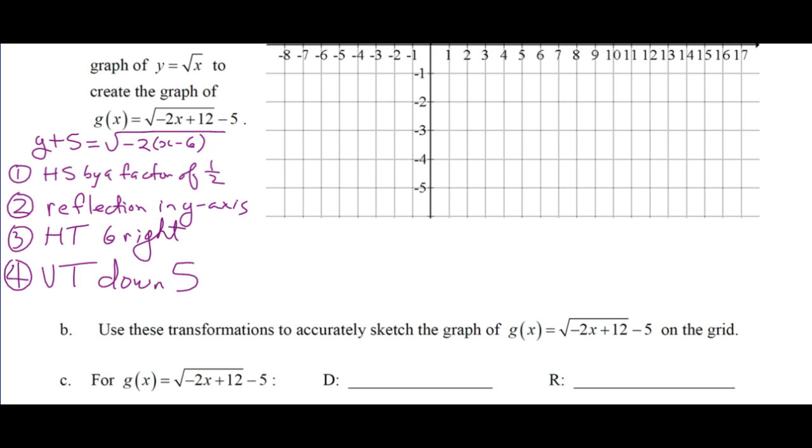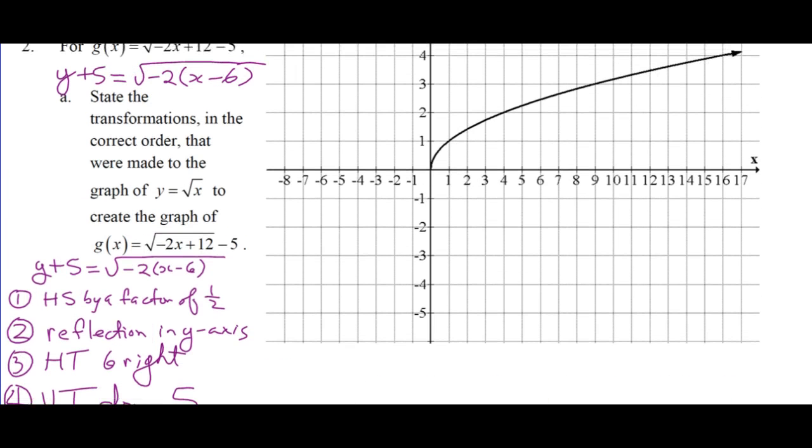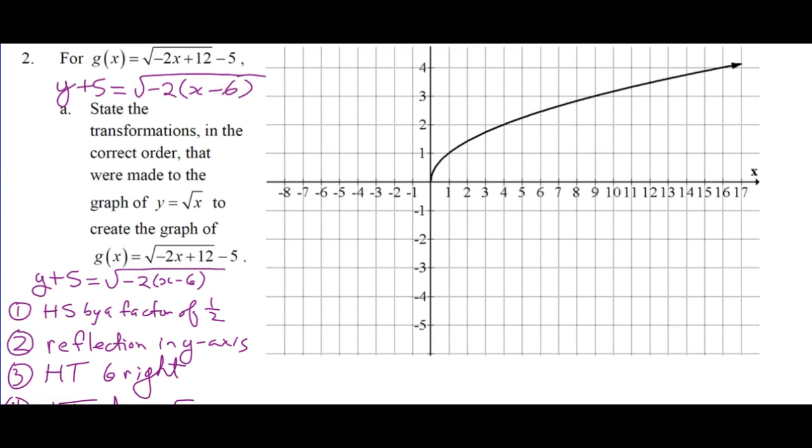Use these transformations to accurately sketch the graph. Okay. So I got the words. I now take the words and put them into action, right? So all I got to do is just do what it says on how many points, right? So we're working with 4 points here. Okay. Or are we? Horizontal by a half. Maybe I'll work on, so okay, 0, 0. Horizontal by a half. Stay there. Reflection in y. Stay there. Then what? Right 6. Which way is it? Down 5?